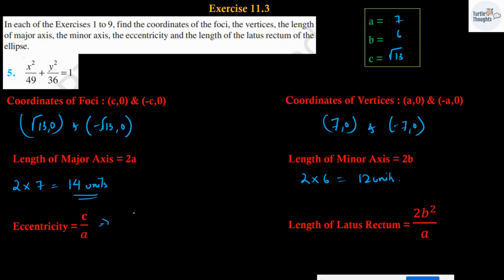Eccentricity is given by c divided by a. C is root 13 divided by a, which is 7. The answer is root 13 by 7.